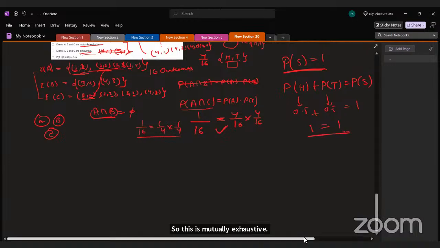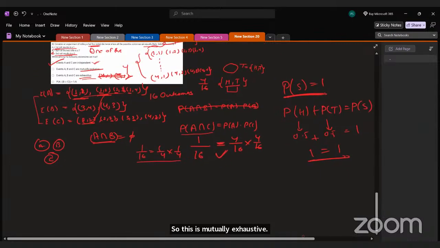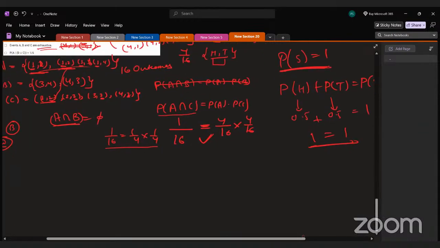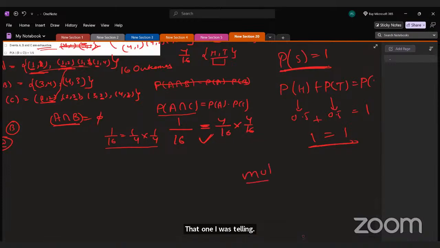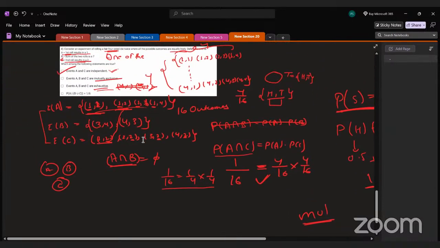This one is exhaustive, but only one occurring at a time if you take that one. No, we are talking about mutually. So obviously we can't take one at a time. Mutually is the word for two. So the idea behind saying mutually exclusive or exhaustive.